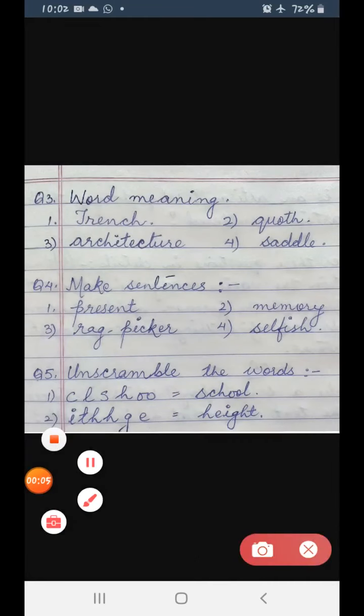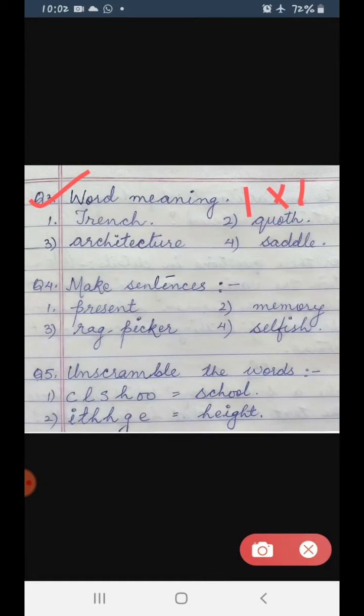Now, the next comes word meaning. It will also carry 1 mark each. How many are here? Here are 4. So I am giving 4 marks. But in the exam it may be 5 or 6. Here you have to write the meaning of the words, and these words are all taken from your book.